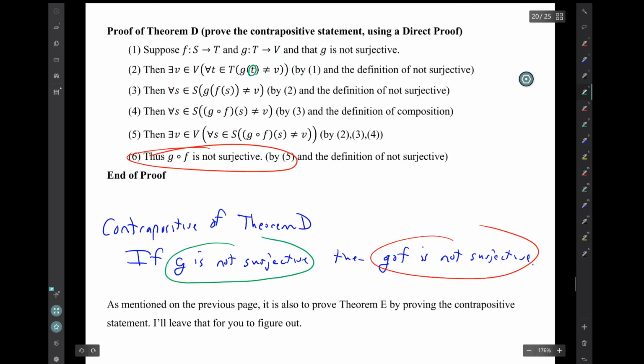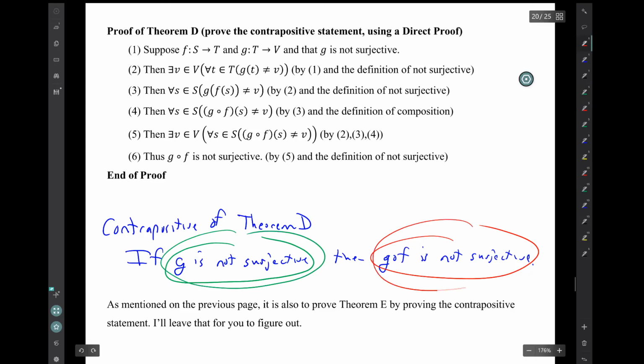So in other words, no matter what value I try for my value of little s, if I compute this expression, I don't get v as the output. That means that we found an element of the range, this v, such that regardless of which value of the input I try, I don't get that value. So that's the proof that if g is not surjective, then the composition is also not surjective.